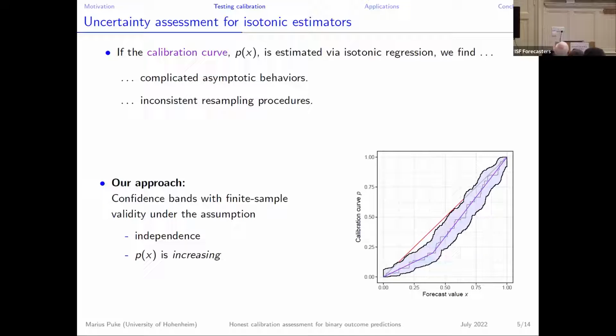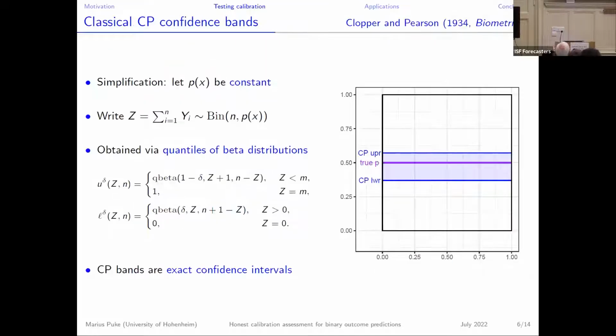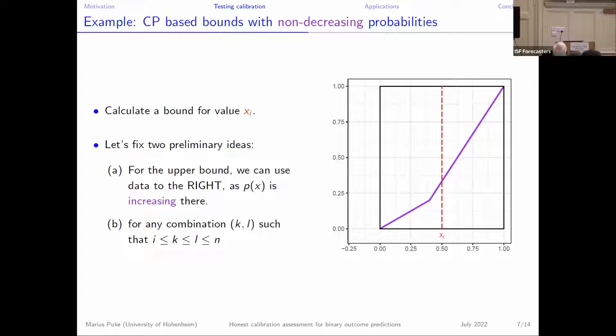This is what we try to achieve, and therefore we made use of very classical confidence bands, which were proposed by Clopper and Pearson in the 30s of last century. And Clopper and Pearson were proposing an exact confidence band for the case where this underlying function is not increasing, but is constant. And they showed that you can basically express this upper and lower bounds as quantiles of beta distributions. And what we now do is relate their approach to the case where this p is not constant, but it is now increasing. So here we have this increasing function p.